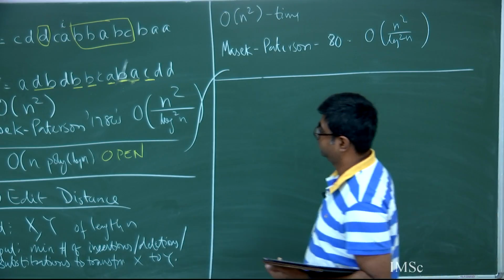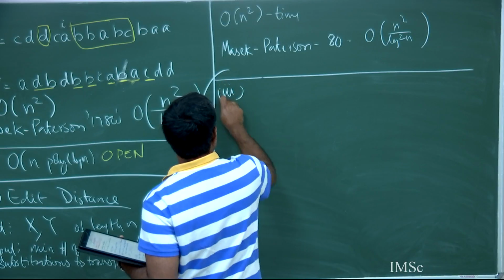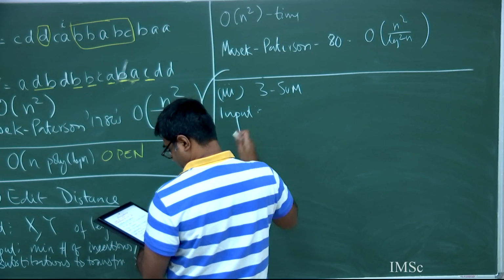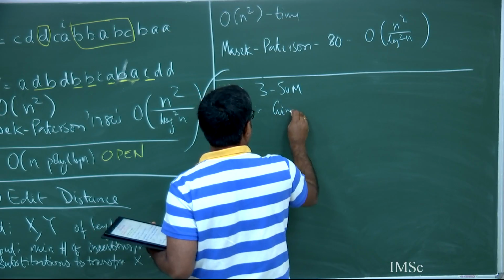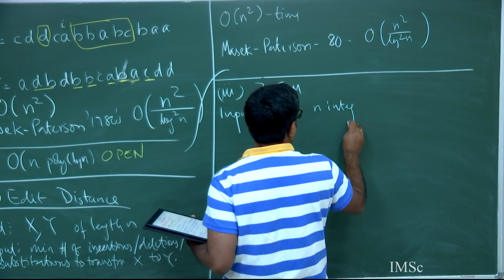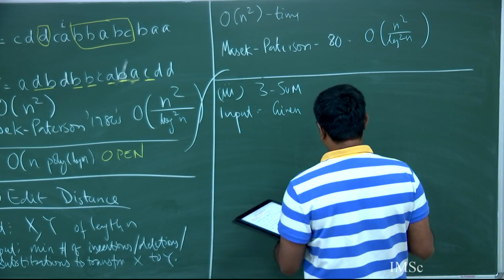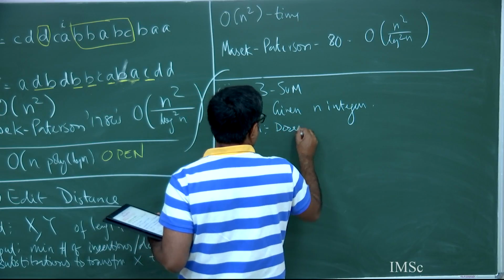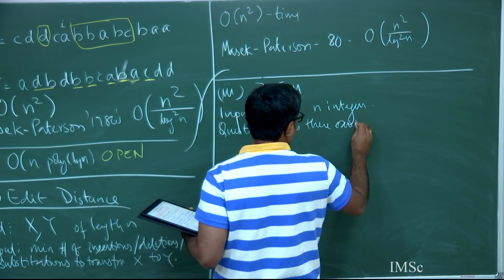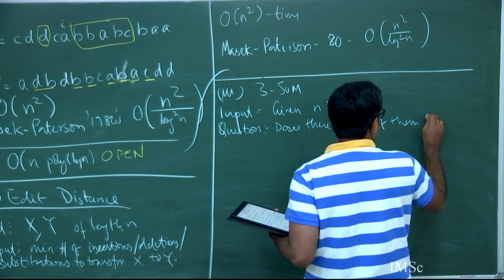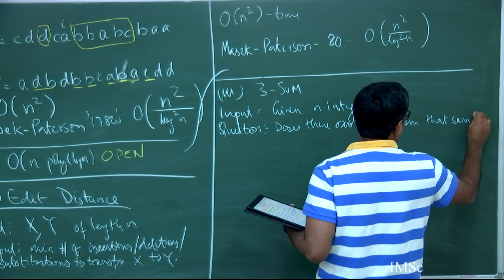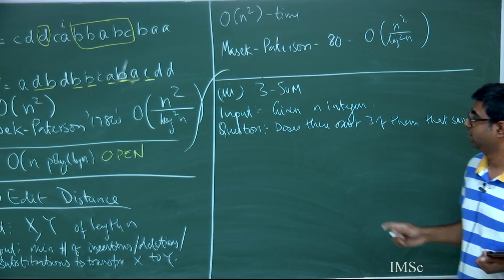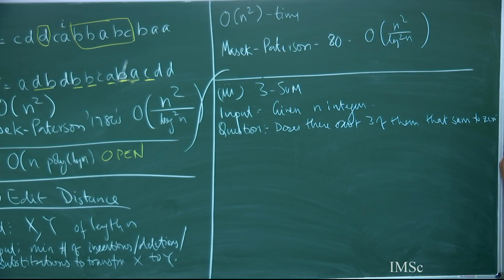Now let's look at threesome. What is threesome? What is the input? You are given n integers, okay? And the question is, does there exist three of them that sum to 0? n integers, so there are positive, negative, everything. And does there exist three of them that sum to 0, right?